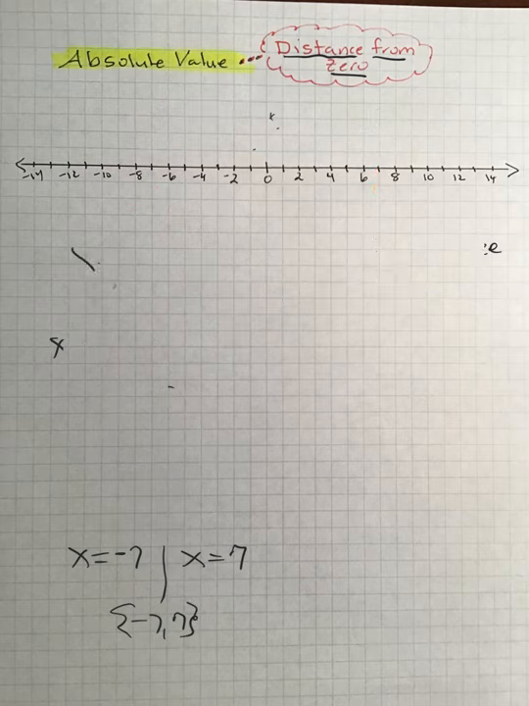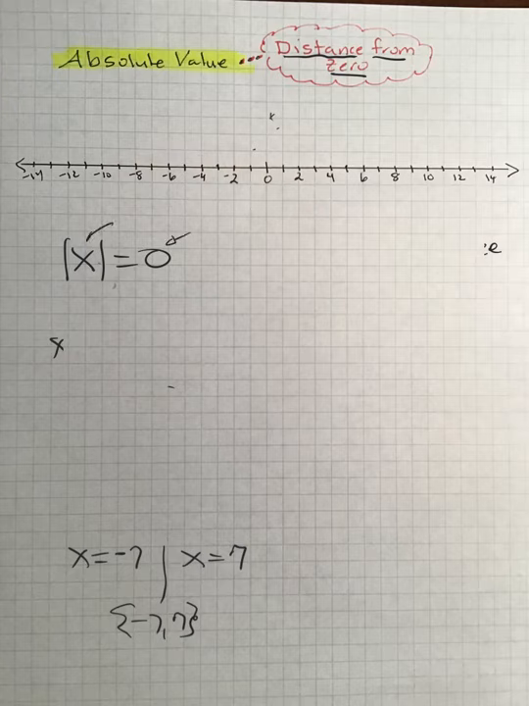What if I say, what's the absolute value of x equals 0? That's asking what number is 0 units from 0? So if I say you better be 0 units from 0, don't you have to be standing on 0? So doesn't x have to equal 0 and that's it? If you're 0 units from 0, don't you actually have to be standing on 0?